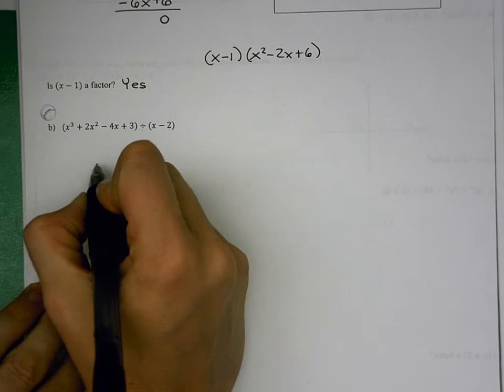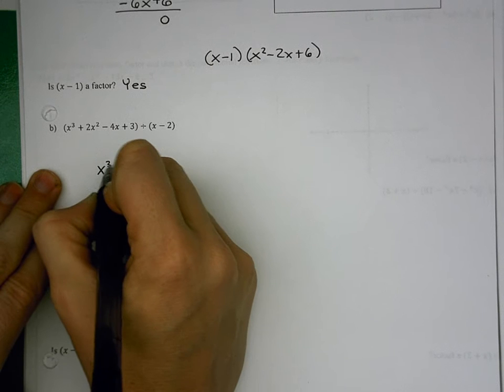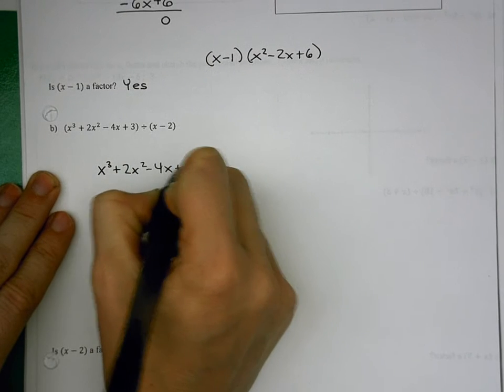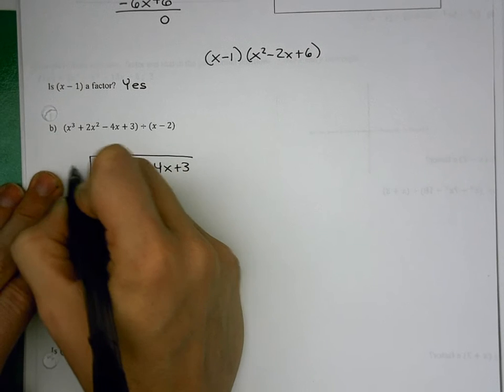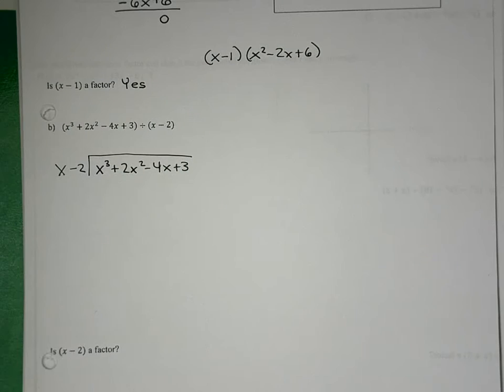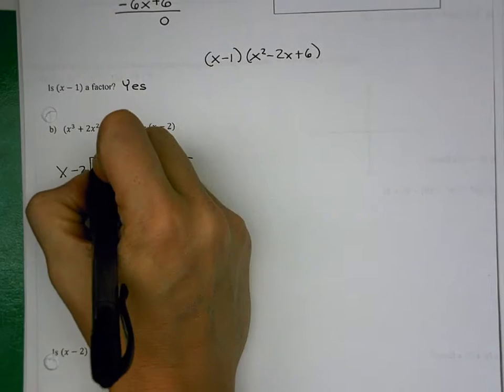So we have our first term, setting up our division. X cubed plus 2x squared minus 4x plus 3 divided by my x minus 2. We're looking at, is x minus 2 a factor? Okay, so how many times does x go into x cubed? AKA, x times what is x cubed? That'd be x squared.